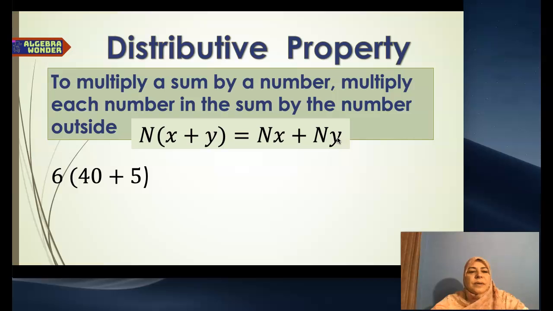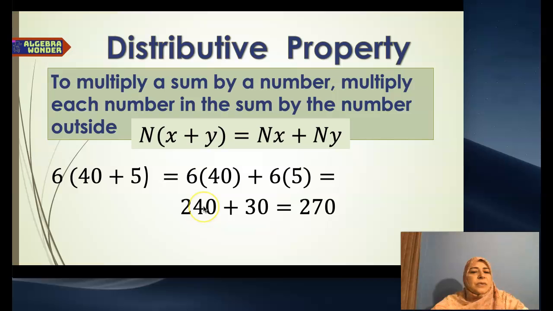So here is an example. 6 times 40 plus 5. All you do is say 6 times 40 and 6 times 5. We used to do this when we wanted to multiply 6 times 45 fast. You say, oh, 45 is 40 and 5, and then you say 6 times 40 and 6 times 5. So 6 times 40 is 240 and 6 times 5 is 30, and then you add them up, you get 270. It is the same thing as multiplying 6 times 40 plus 5, which is 45. So 6 times 45 is 270.